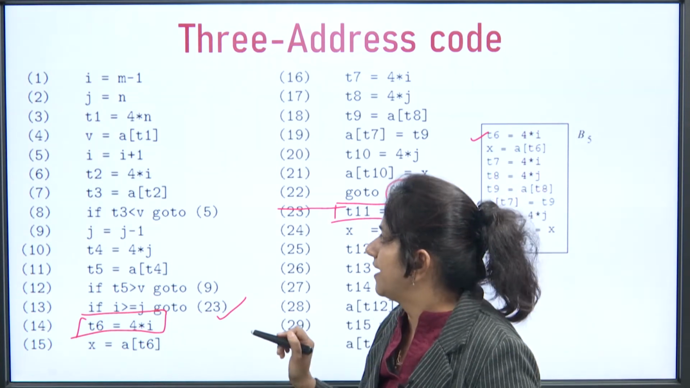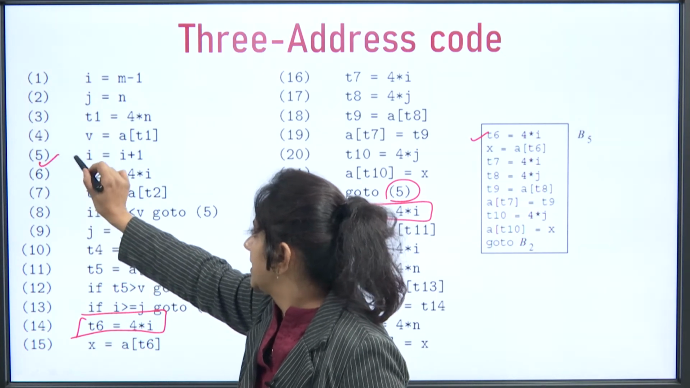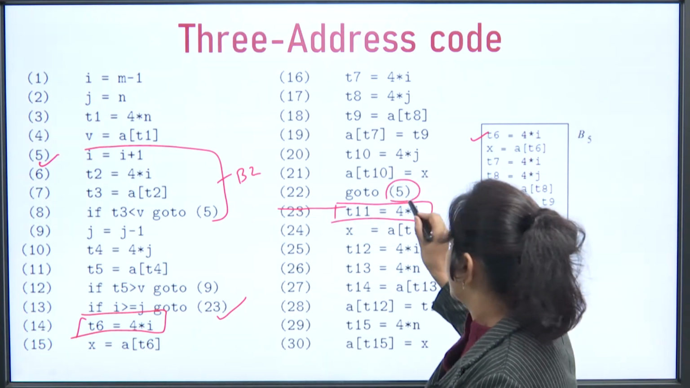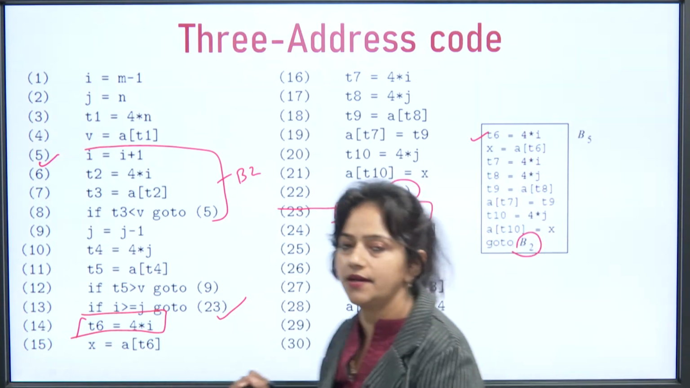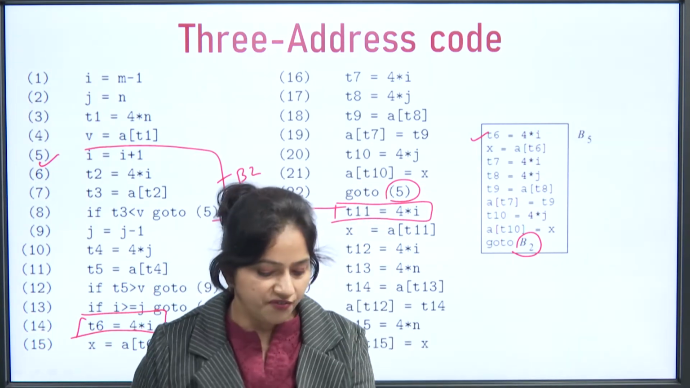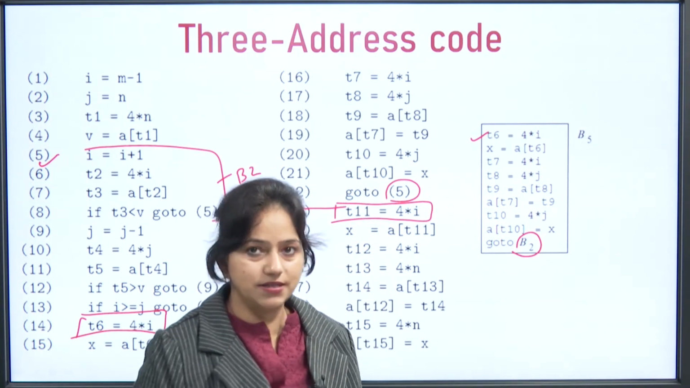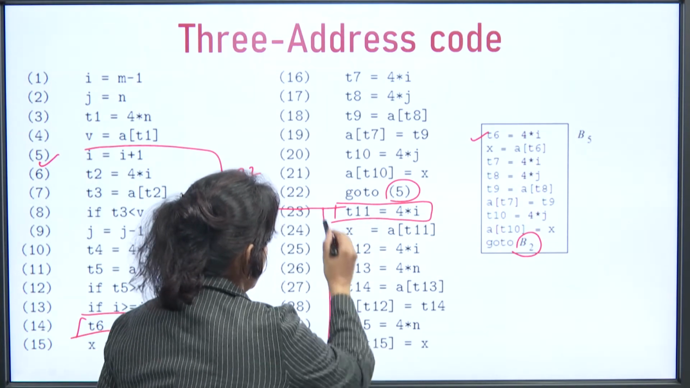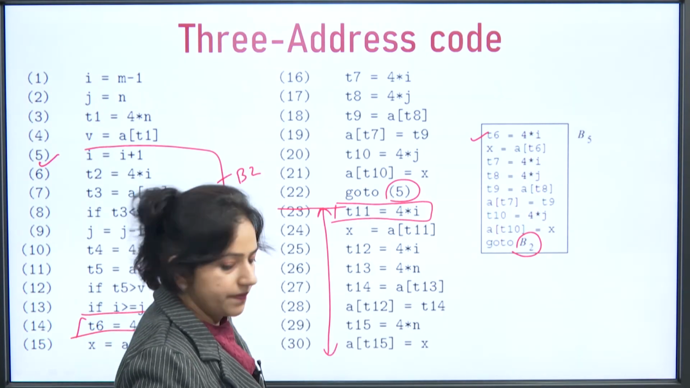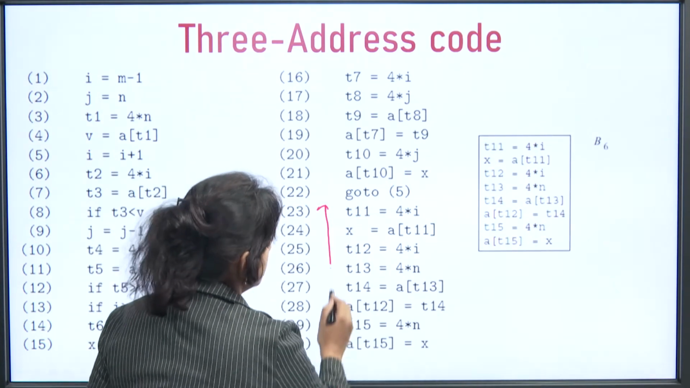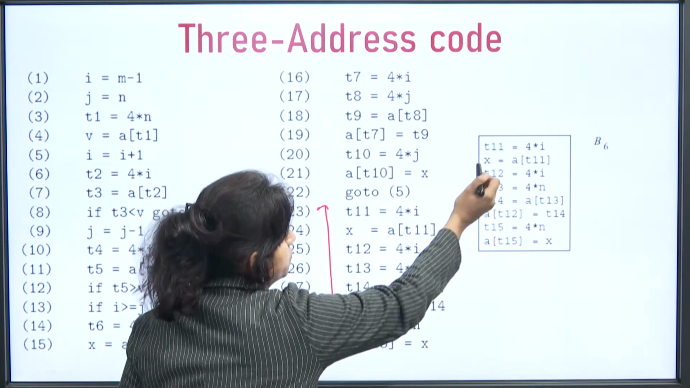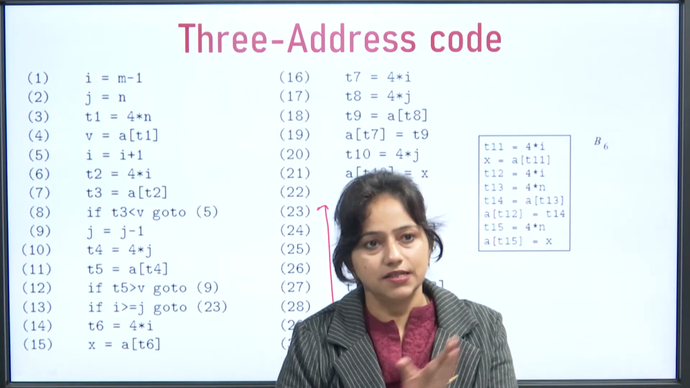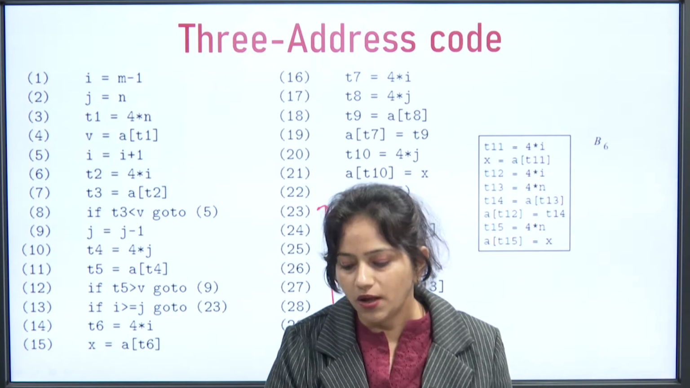Here, go to 5 means this particular statement, which resides in block B2. So we will write go to B2 rather than writing go to 5. So this will be block 5, and similarly we can design block 6. What will be in block 6? In block 6 we will have the statements from here to here: T11 is equal to 4i, T15 is equal to x. So we have found all the leaders, and using the leaders we have obtained all the basic blocks.